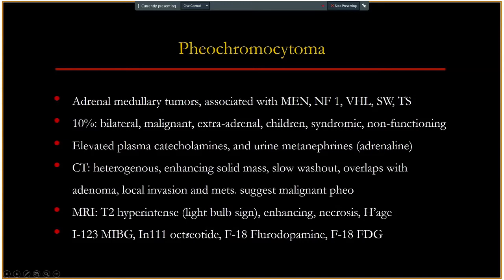On MR, they are very T2 hyperintense. It's also called a light bulb sign. They enhance with contrast. They may show internal necrosis and hemorrhage. The nuclear medicine tracers that can be used for these tumors include I-123 MIBG, indium-111 octreotide, F18 fluorodopamine, or F18 FDG.